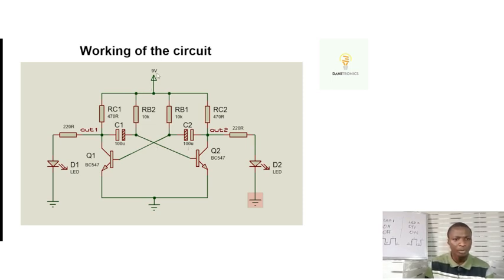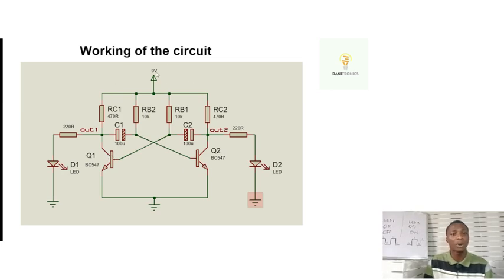Current will, whenever you power these circuits, because of circuit mismatch, one transistor will come on while the other one will go off. You cannot predict which will come on and which will go off. Anytime you power it, one will come on first and the other one will go off. You can't really determine and say, oh, this is the one that will start. So once it starts, then it begins to alternate. So that is just one of the ways this BJT astable multivibrator works.